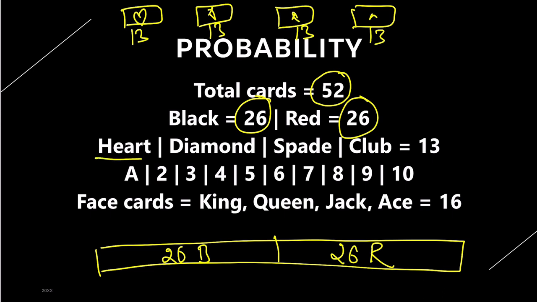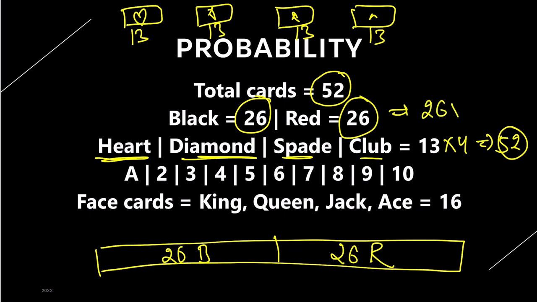So we have 4 types of outcome possible, meaning 13 into 4 is total 52 cards, right? And here we have 26 into 2, meaning total 52 cards, right? I hope this is clear. Now still 13, 13, 13, 13. So let's take the 13 cards of heart.